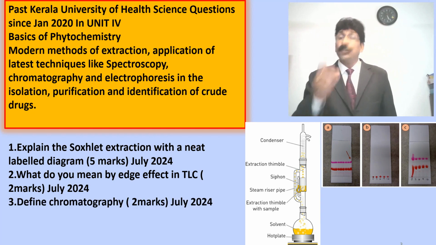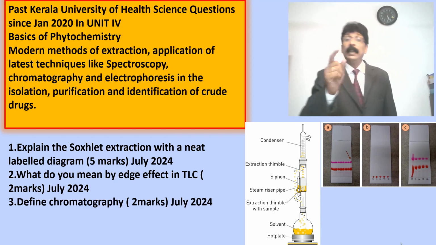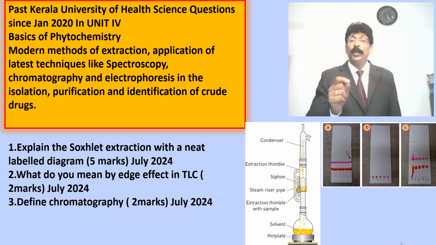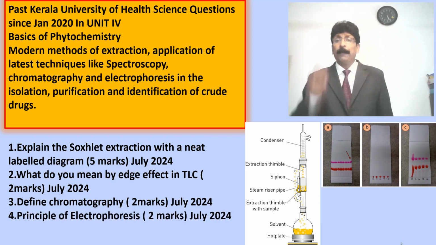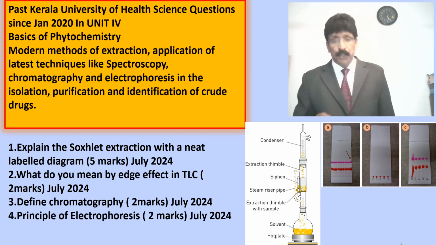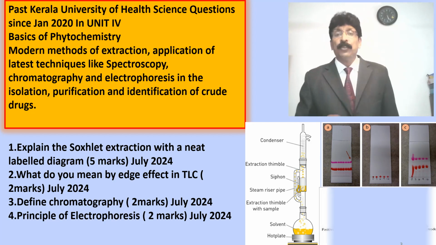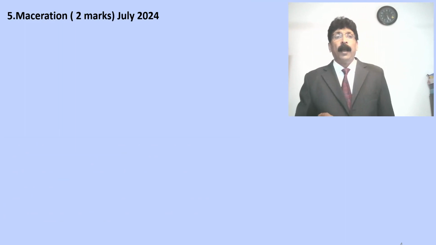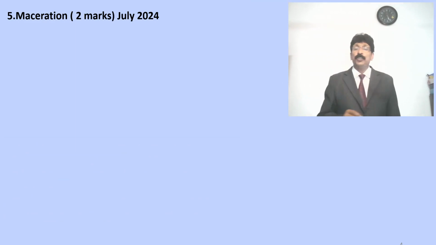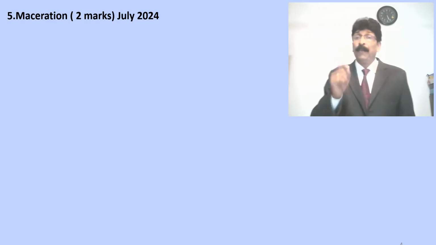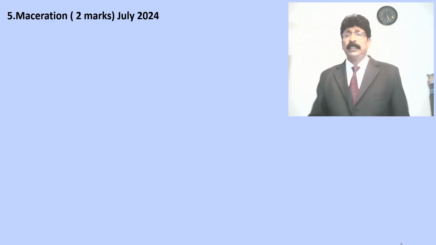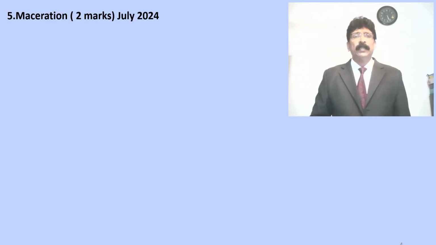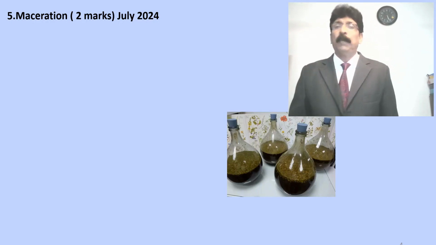Define chromatography, a 2-mark question, the same question in July 2024. Just imagine how important this chapter is, as they have asked this. And the principle of electrophoresis, a 2-mark question, in the same July 2024. And maceration, a 2-mark question, July 2024. You should tell about different types of maceration. Defining maceration alone is not sufficient, you should write the different types of maceration, which we discussed in the last class. Even in this lecture I have included maceration.